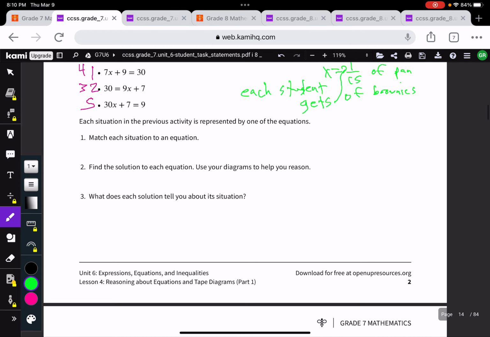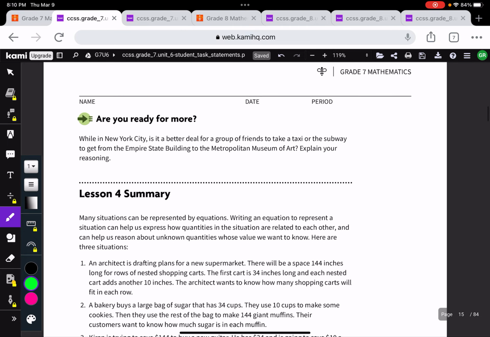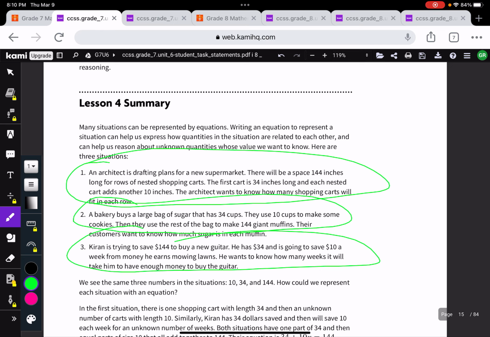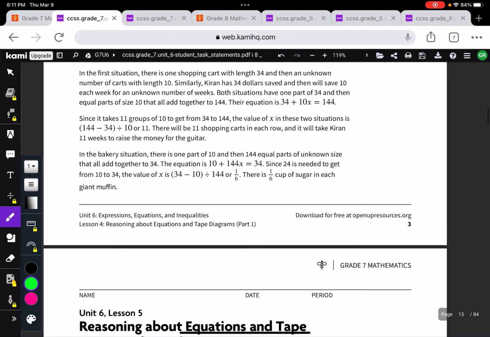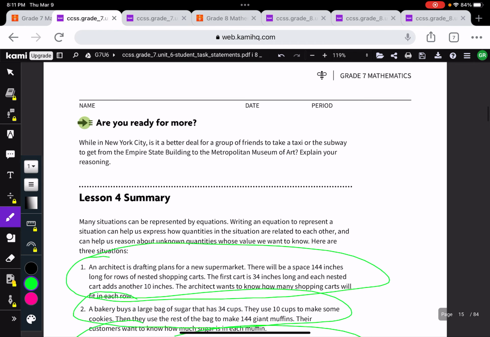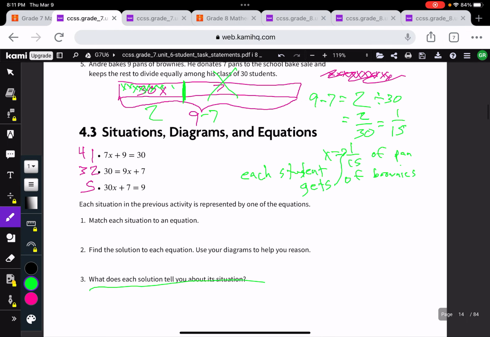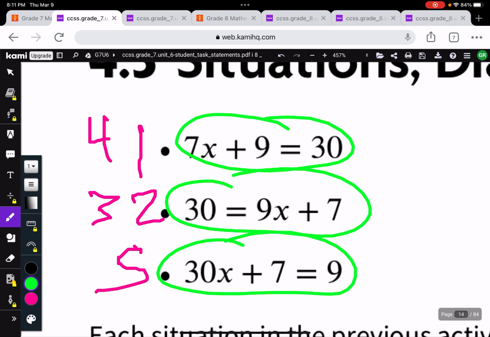And boom. We're done with 4.1, 4.2. We did say, what does each solution tell? And we're done. There's some great scenarios right here in the summary. If you are wanting, those 3 are great. They're all great examples if you need or want to look at some more examples. What it's doing is giving you more examples. You just solved those equations, and you solved that equation, and you solved that equation.